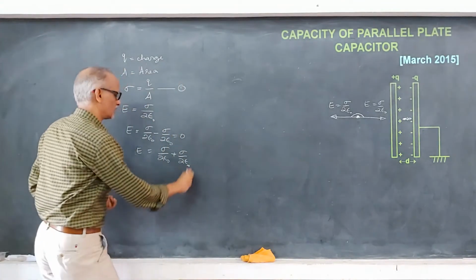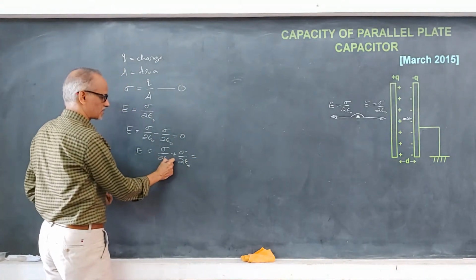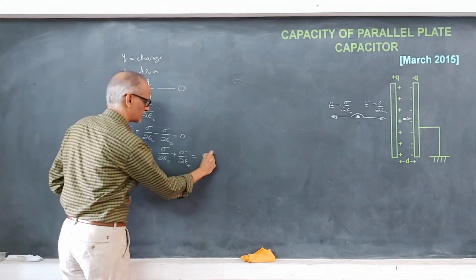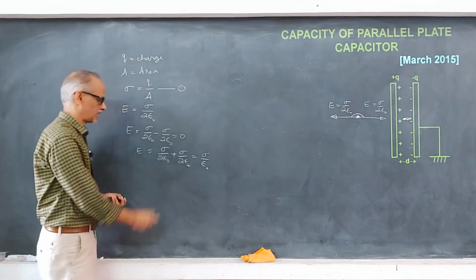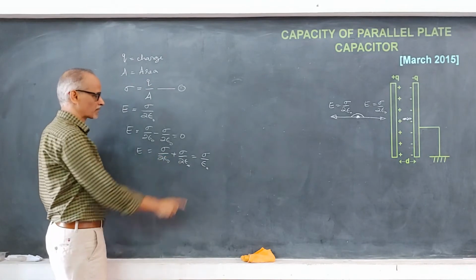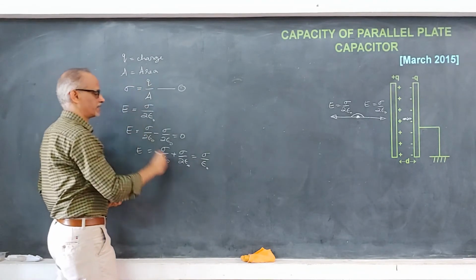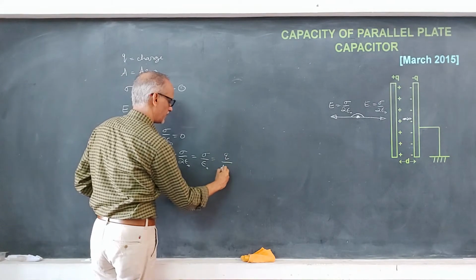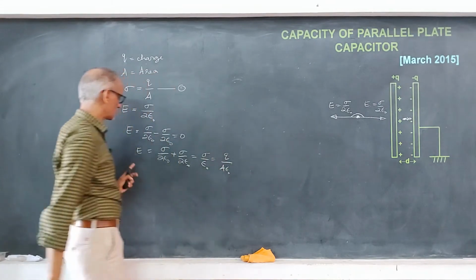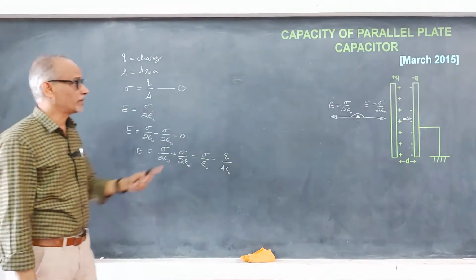So that is equal to sigma by 2 epsilon naught plus sigma by 2 epsilon naught, which is nothing but sigma by epsilon naught. Add them, half plus half is 1. But what is sigma? Sigma is Q by A. So we get Q by A epsilon naught. So this is the electric field between the plates.